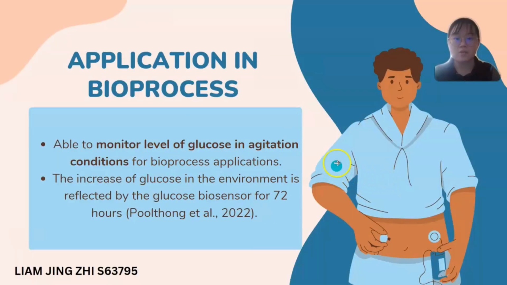The third application of glucose biosensor is that it is used in bioprocess because it is able to monitor the level of glucose in agitation condition for bioprocess application, and the increase in the glucose in the environment is reflected by the glucose biosensor for a time being of 72 hours.